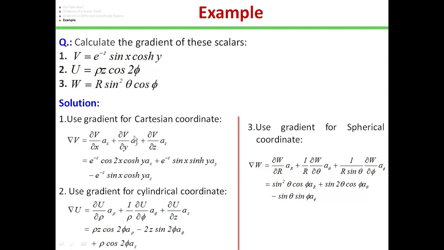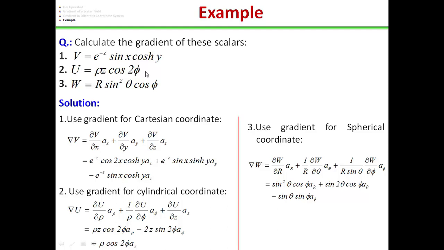And after putting the value of V and differentiating V with respect to x, y and z, we will get del V is equal to e to the power minus z cos 2x cosh y ax plus e to the power minus z sin 2x sinh y ay minus e to the power minus z sin 2x cosh y az.